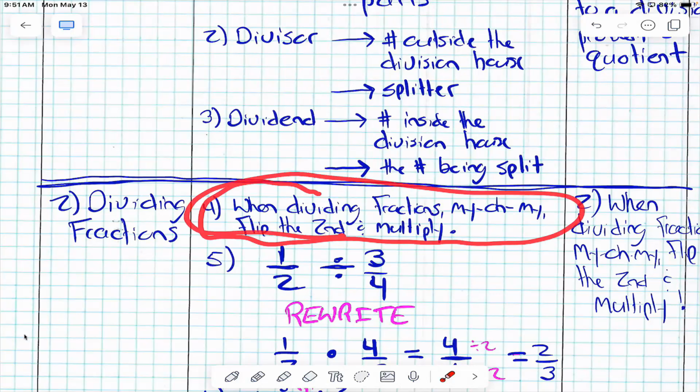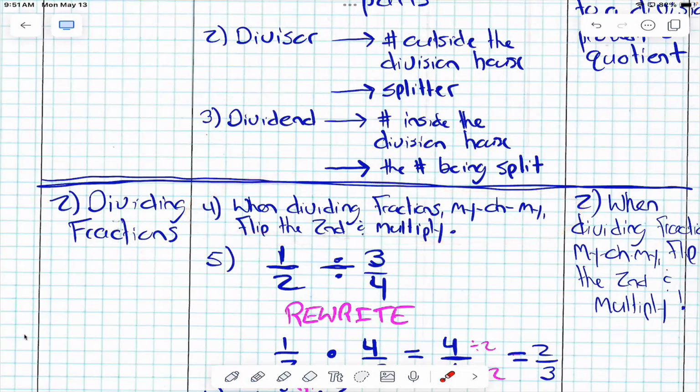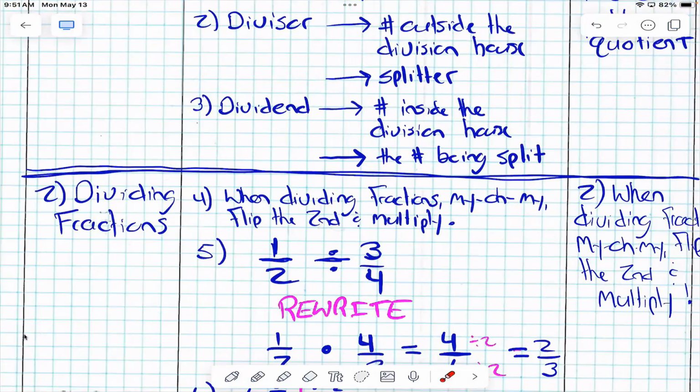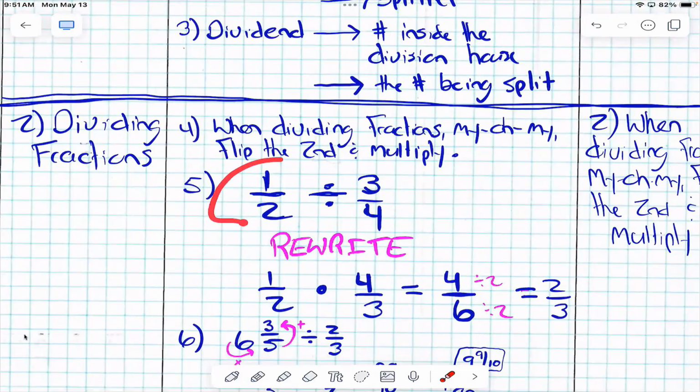All right. On the count of three, tell me how we remember how to divide fractions. There's a quick little quote that helps us remember how to divide fractions. 1, 2, 3, go. When dividing fractions, I will not flip the second and multiply. So here is my problem. 1/2 divided by 3/4, yes?